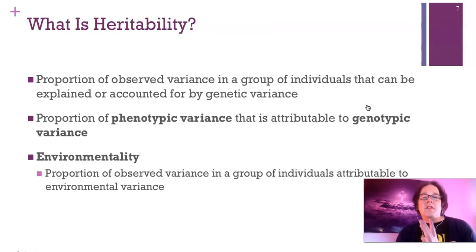So when we talk about genetics and getting half of our genes from one parent, half from the other, and trying to examine which traits are passed down, we're talking about what traits are heritable, right? So we need to define what exactly heritability is. We can think of heritability as the proportion of the observed variance in a group of individuals that can be explained or accounted for by genetic variance.